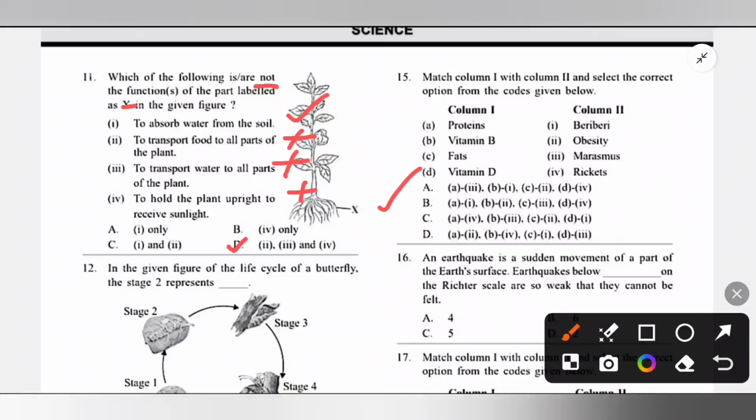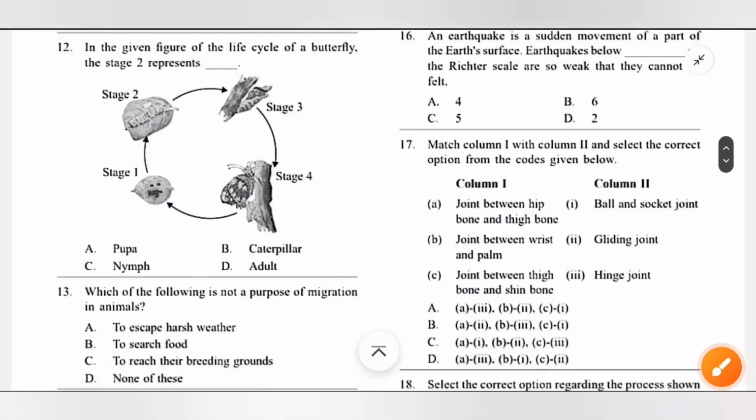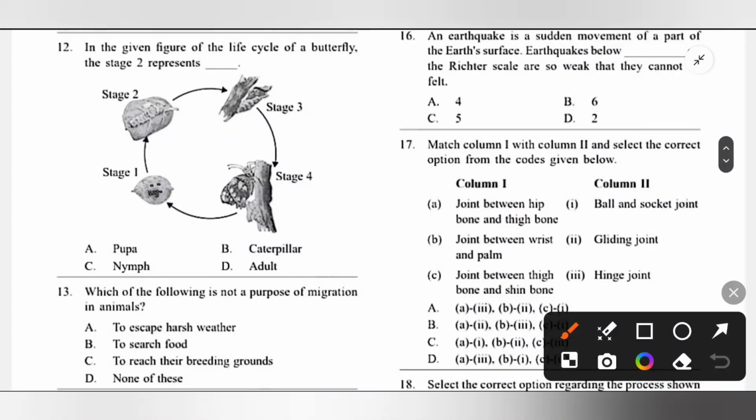Okay. Option D. 12th one. In the given figure of the life cycle of a butterfly, the stage 2 represents. So stage 1 is egg, and then stage 2 is larva or caterpillar, 3 is pupa, and then 4th is adult butterfly. Okay. So we need to find stage 2, that is larva or caterpillar. So option B is the correct answer. Okay. Option B. 13th one.